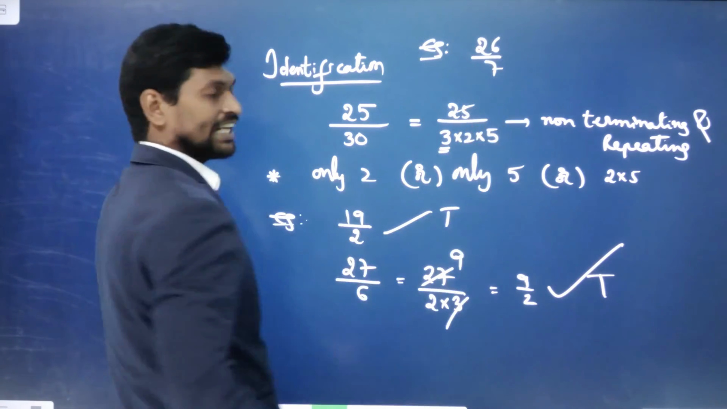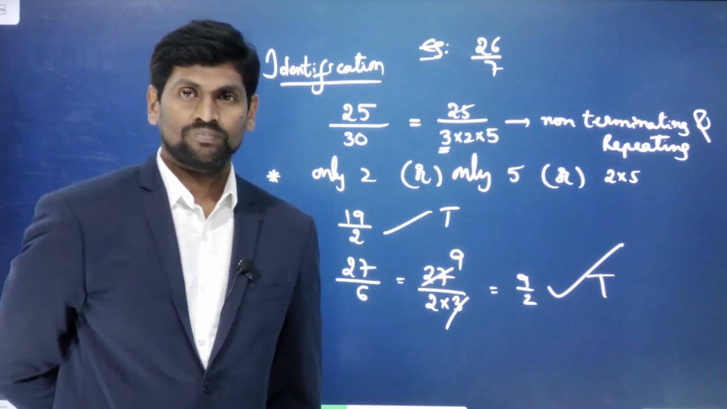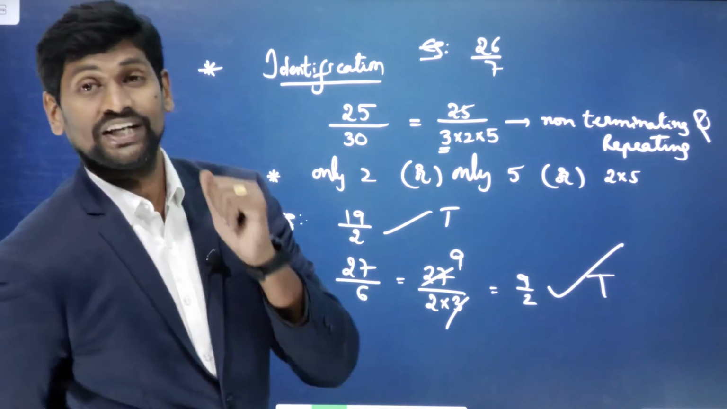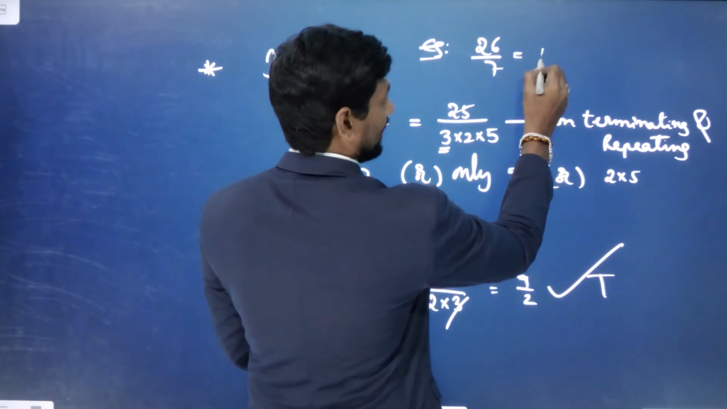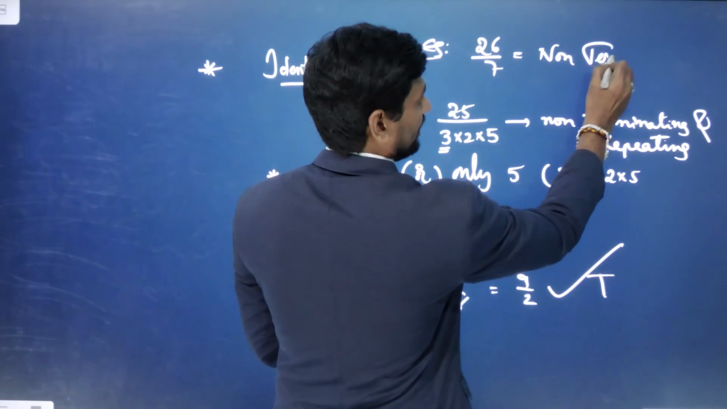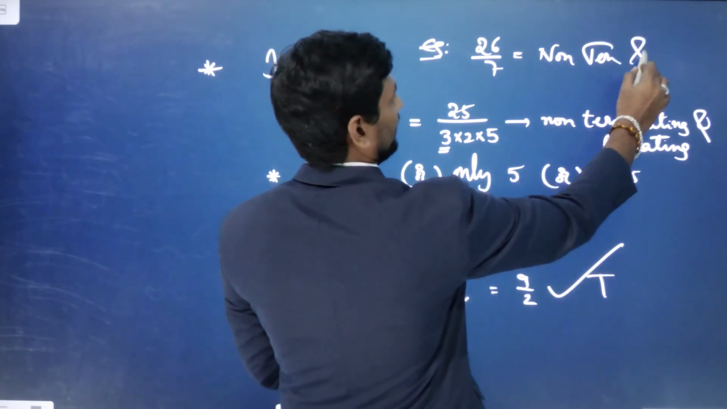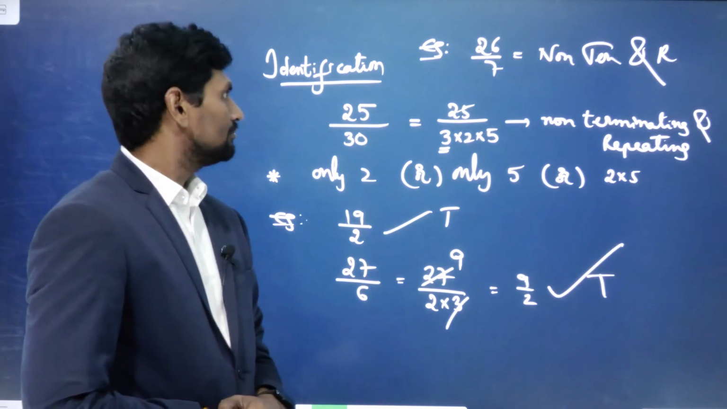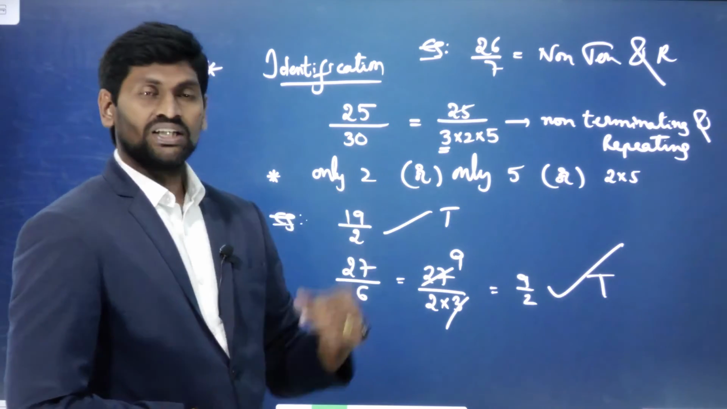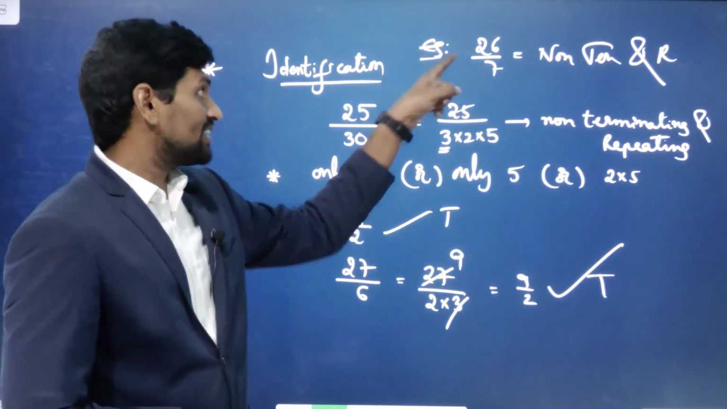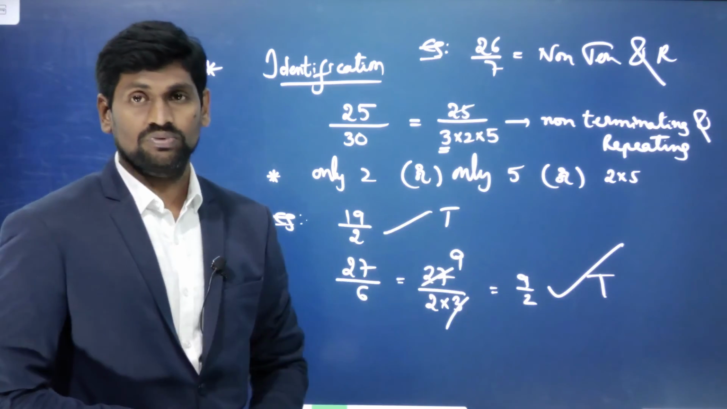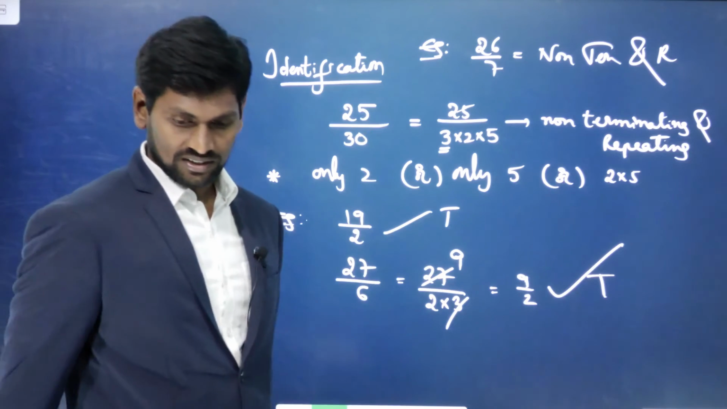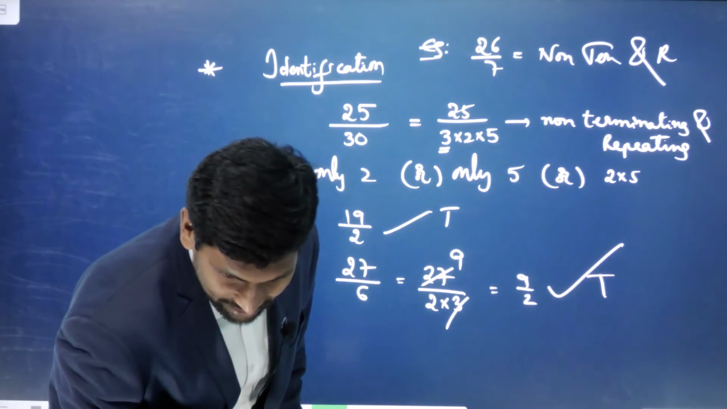Now identify here. 26 by 7. Is it a terminating decimal? Very good. It is not a terminating decimal. 7 is a prime number. Non-terminating and repeating. Okay? The denominator has only 7, and 7 times will not give 26. There is no chance of cancelling. So it is a non-terminating decimal. Okay, children. So revise that once.